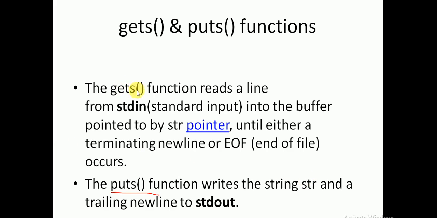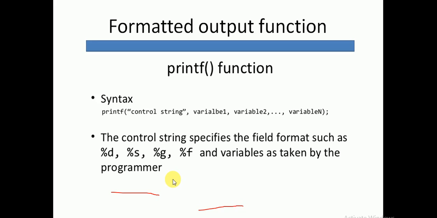The gets function is available in the stdio standard input header file. The puts function is available in the standard output header file. In the last program, we already discussed stdio.h, that means the standard input output header file. The respective files will be available for gets and puts. Next we will discuss the formatted output function.